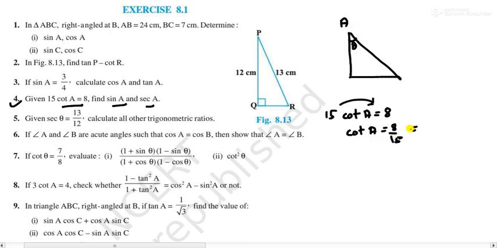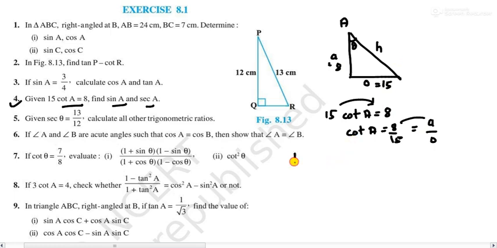Now, what is cot A? Reciprocal of tan, correct? It means O by A is tan, so cot A will be A by O. Now, if this is theta, this side will be opposite, this will be adjacent, and this will be hypotenuse. Now, substitute the values. A is how much? 8, correct? What is O? O is 15.